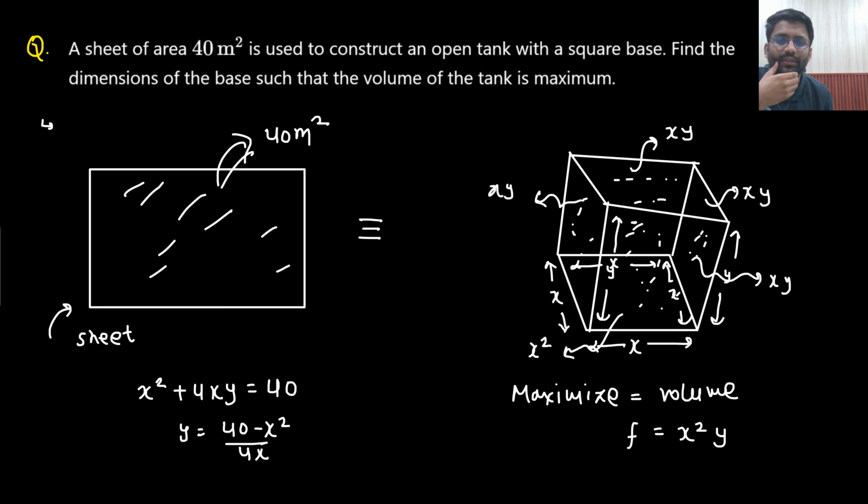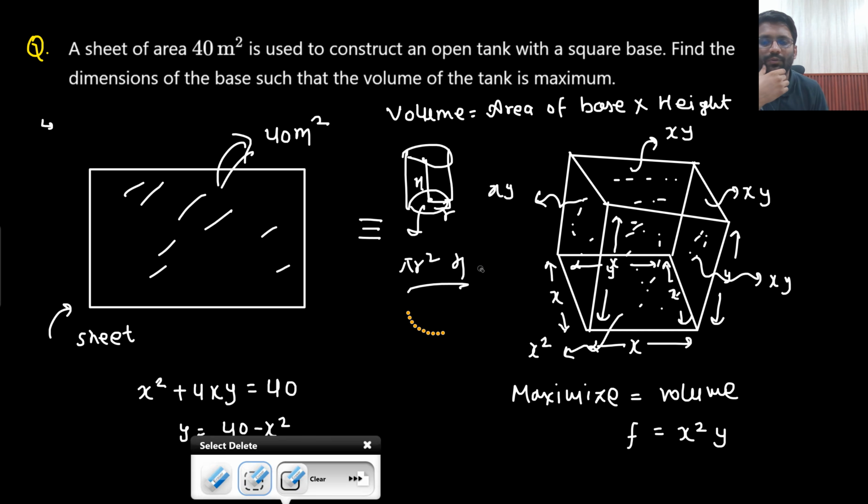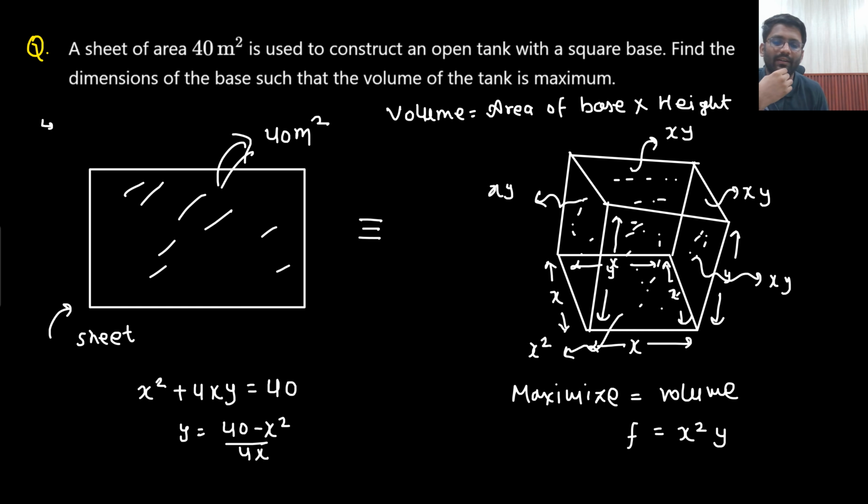Such that the volume is maximum. Yeah, this was the volume. What is the formula of volume? Volume is always area of base into height. Like you would see a cylinder, right? This is a cylinder having a radius of r and height h. So what is the area of base? That is pi r square. What is the height? h. So this will be the volume. So volume is always given by area of base into height. So area of base is x square, multiplied with the height, that is y.